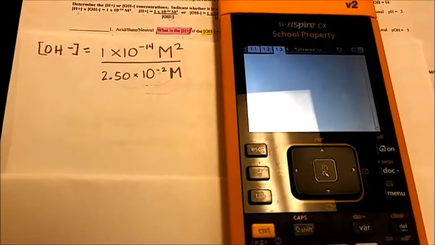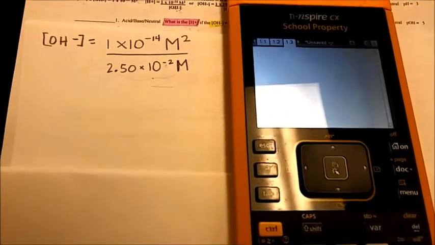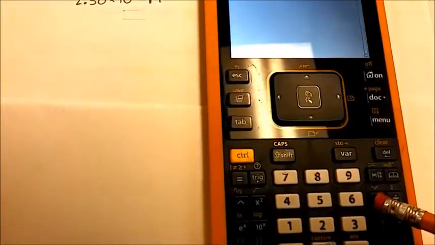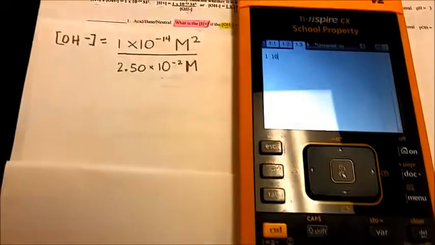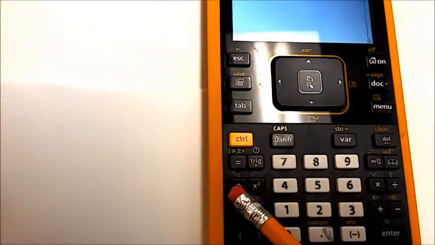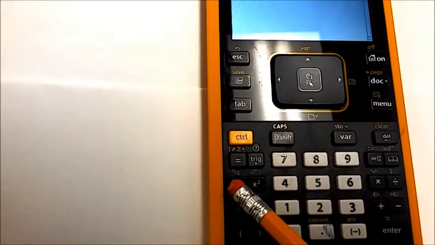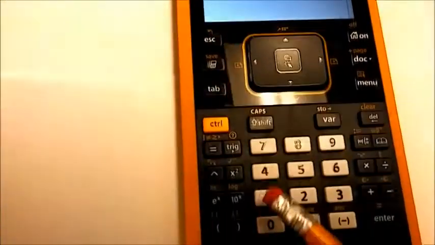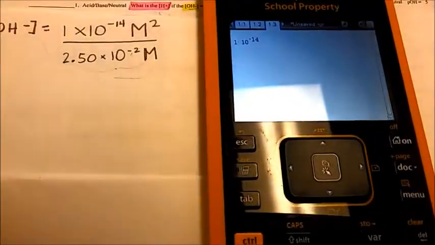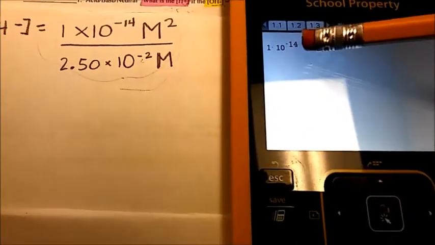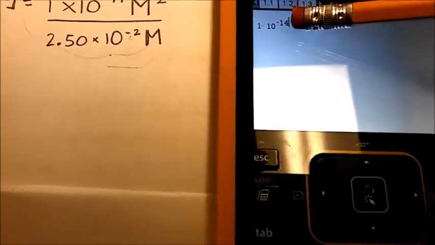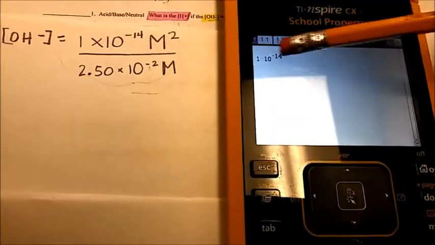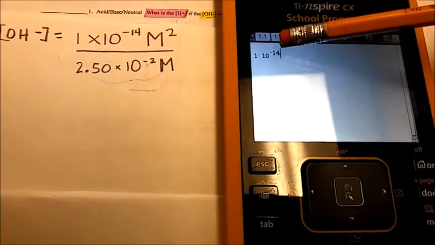I'm going to show you the keystrokes. It's going to be 1 times 10 to the negative 14 to start it off. So 1, times 10. To get to the power exponent, you're going to use the caret. It looks like that. Negative 14. Just like this. And if you notice, the cursor is wherever the exponent is, and we want to bring it down. So we're going to press the arrow.